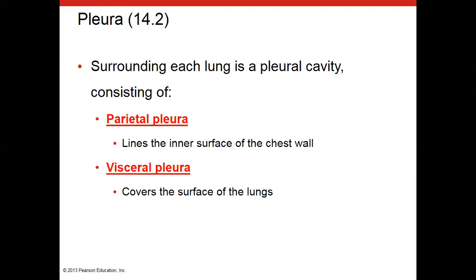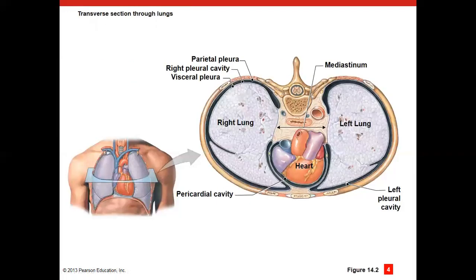And around each lung, there are membranes, just like there were membranes around the heart called the pericardium. The membranes that surround the heart, called the pericardium, are serous membranes. Well, there's another layer of serous membranes that surround the lung, but they're called pleura. There's a parietal pleura that lines the inner surface of the chest wall in the thoracic cavity. And then the visceral pleura cover the lungs directly, so they actually attach to the surface of the lungs. And they create a cavity in between them.